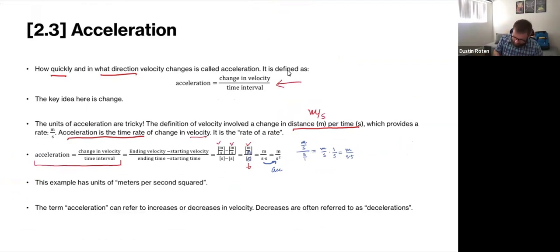And then the last thing to note here is that in terms of acceleration, accelerations can be positive or negative, so they can increase or decrease. And usually if you're moving and then you start slowing down, that's going to be called a deceleration.